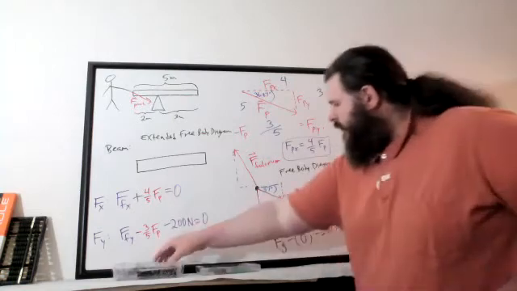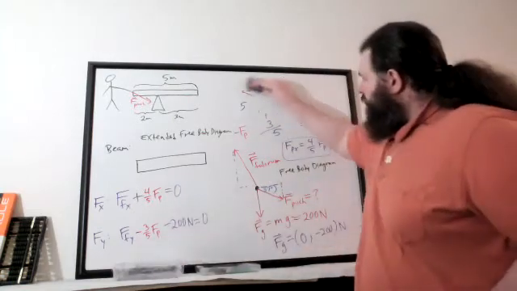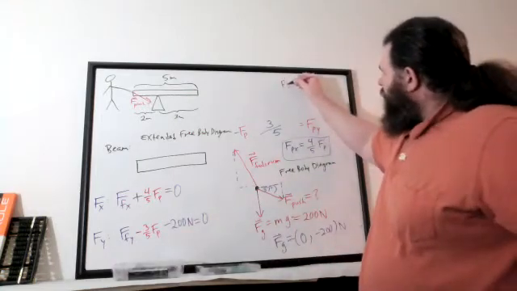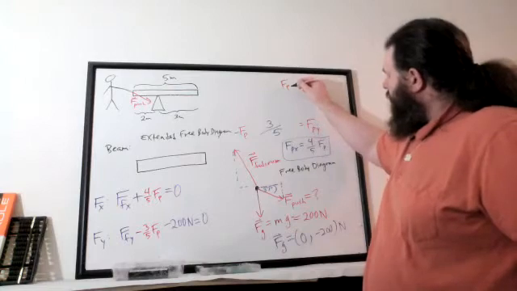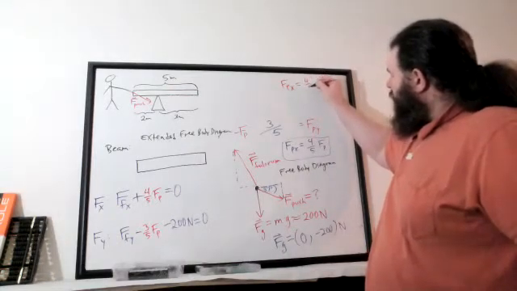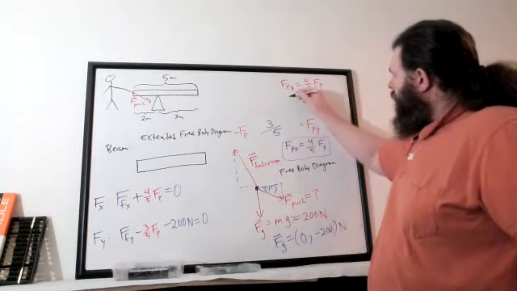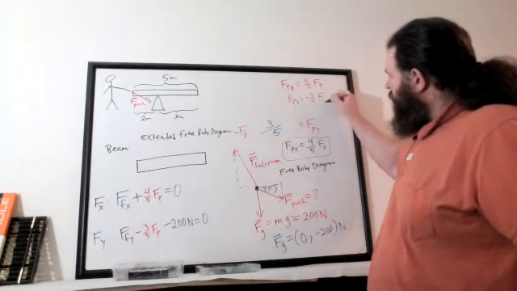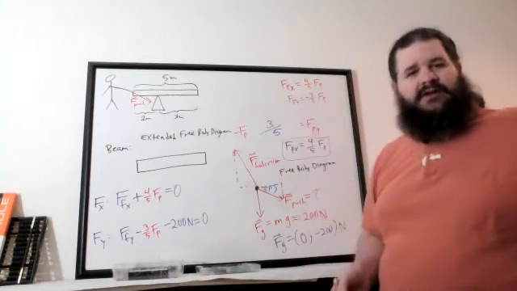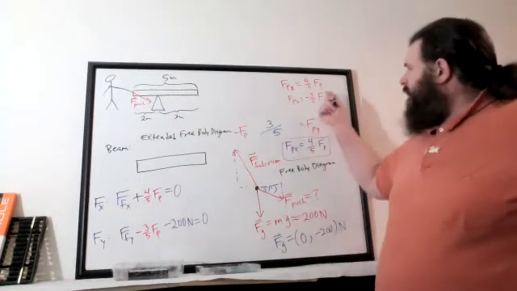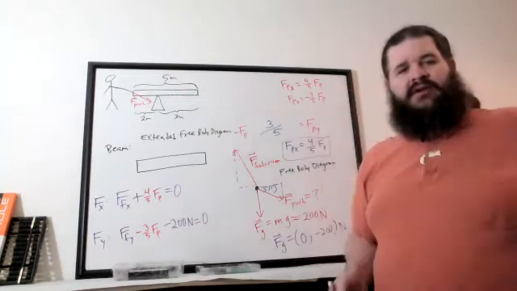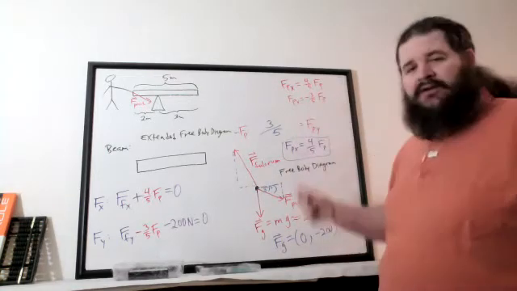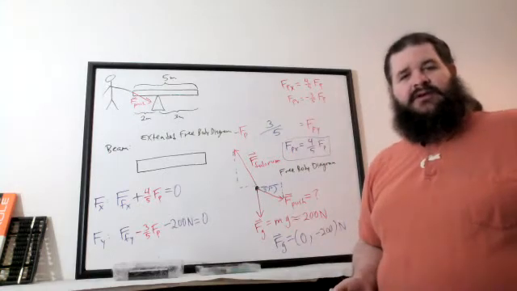And I'm going to make a note of those components off to the side in case we need them later. We know that FPX is 4/5 FP, and FPY is negative 3/5 FP, where FP is the actual magnitude. Formally we should probably be writing this in double absolute value bars, but often we write the magnitude of a vector as just that variable without the vector sign on top. That usually means the magnitude of the vector.